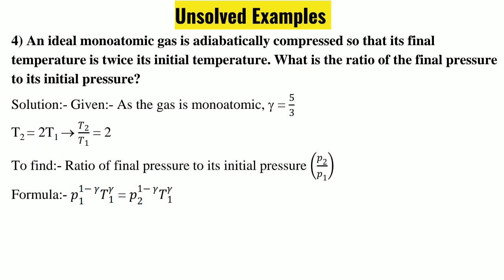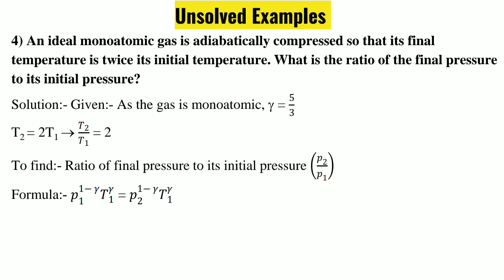Next one. An ideal monoatomic gas is adiabatically compressed to its final volume, so its final temperature is twice the initial temperature. Adiabatically means they are compressed within a fraction of a second, such that its final temperature is double the initial temperature. What is the ratio of final pressure to initial pressure? We have to find the ratios of the pressures, final pressure to initial pressure.